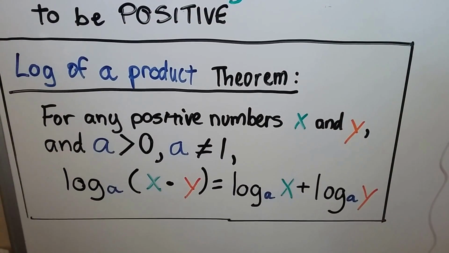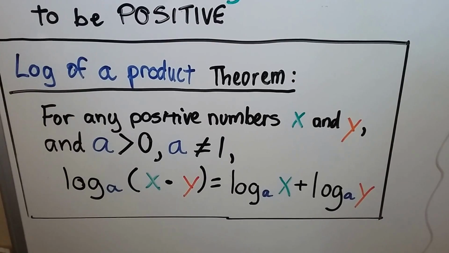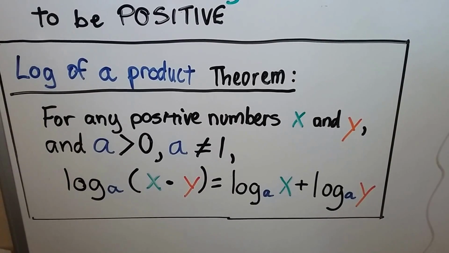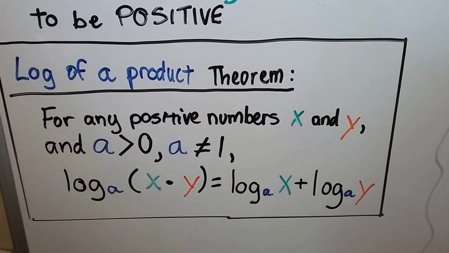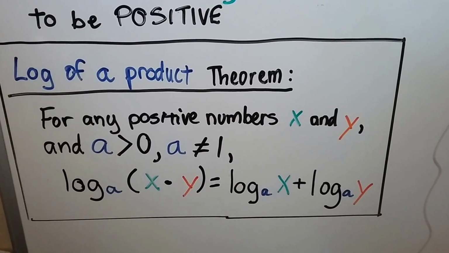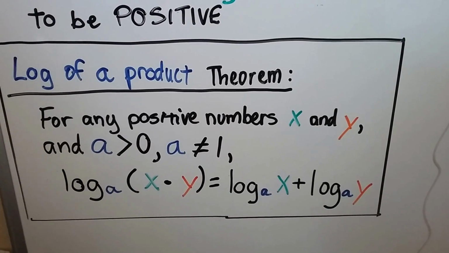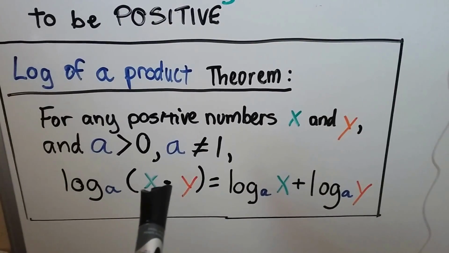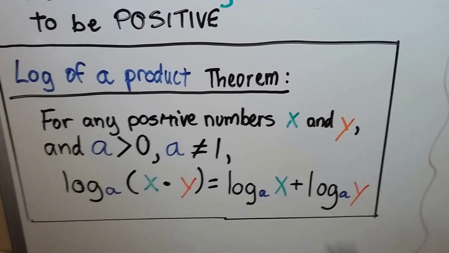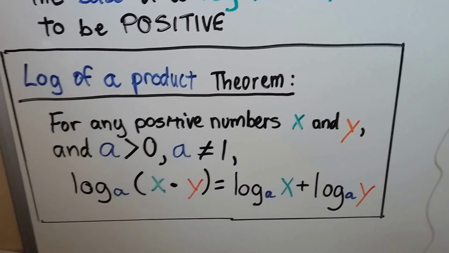So here's our theorem. It's for the log of a product. For any positive numbers x and y, and a is greater than 0 and it doesn't equal 1, log base a of x times y is going to equal log base a of x plus log base a of y. So we've got multiplication inside the parentheses. We've got a plus sign over here. That's really important to pay attention to, all right?